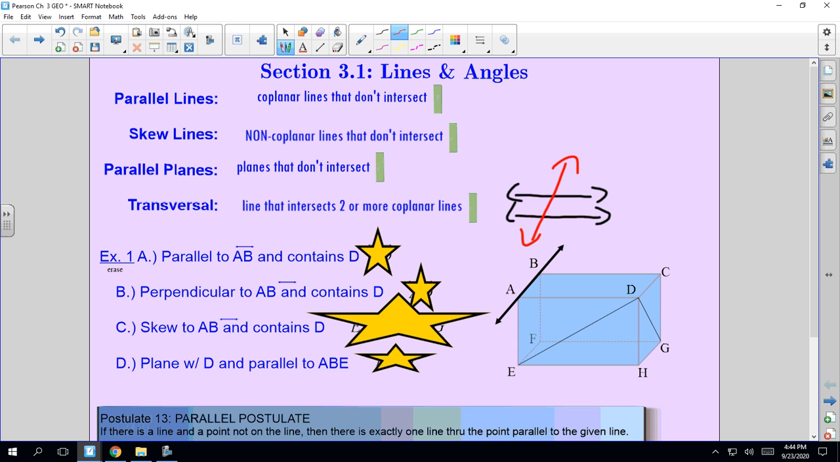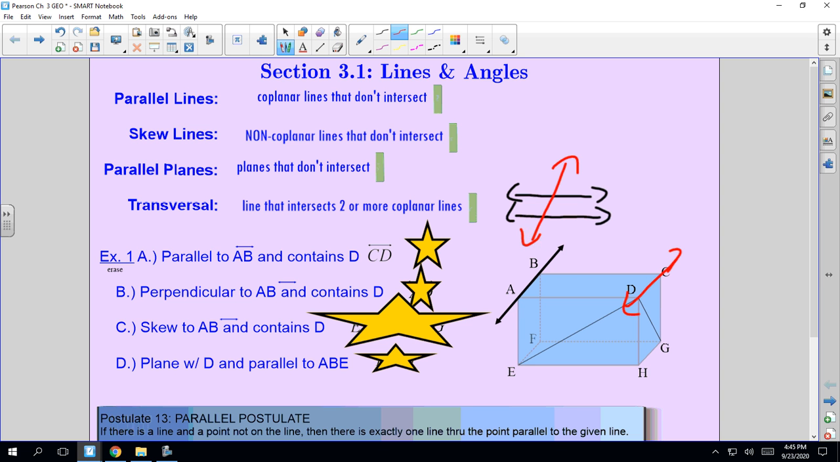So we have this picture in example one. This is a two-dimensional picture meant to look three-dimensional, so this will hopefully help us to understand some of these definitions. We've got parallel to AB, so we're looking for something that's parallel to AB and contains D. So parallel to AB and contains D would be the line CD. You can see it right over here.